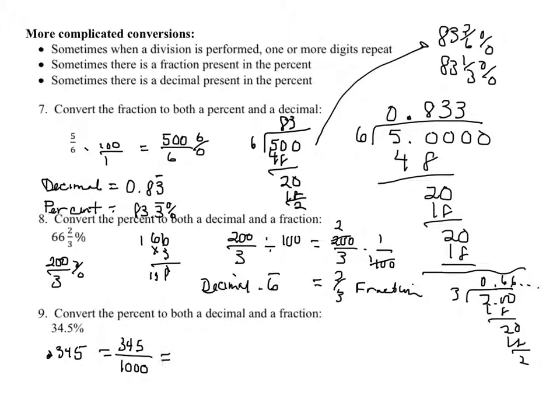Both of them are divisible by 5. I'm not sure how many times 5 goes into 345. 5 goes into 34 6 times. 5 into 45, 9. So 69 over 200. I divided both of these by 5. Done. So here's your decimal. Here's your fraction. Okay.